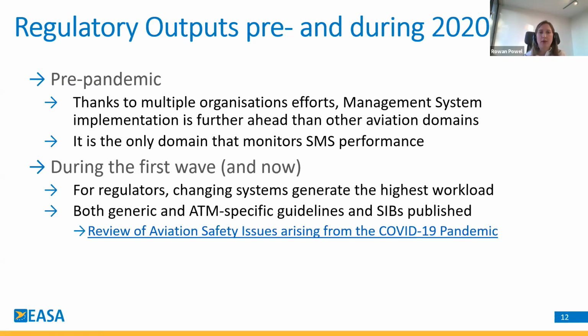And then during the first wave and now, for regulators, changing systems generate the highest workload because we have to monitor and understand the changes, understand what risks are emerging as a result of the changes, and then respond to them. So what we've been doing is publishing generic and ATM specific guidelines and safety information bulletins. And I'd just like to highlight one to you, which is a guideline, if you like, which is the review of aviation safety issues arising from the pandemic.